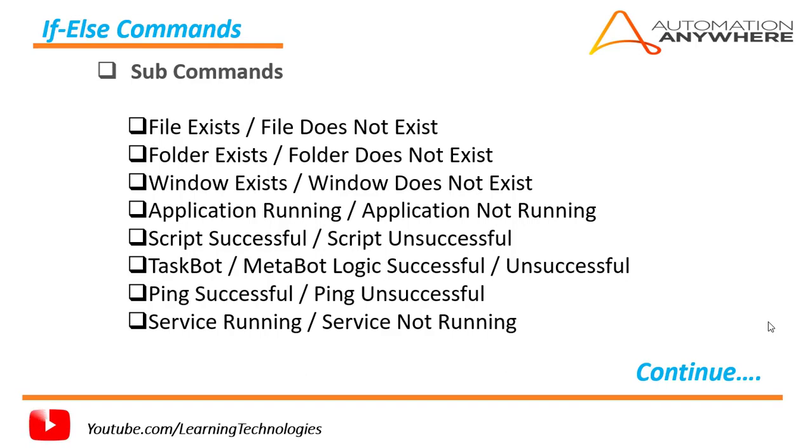If you see on my screen, a lot of subcommands are available for the if-else command. The first one is file exists or file doesn't exist. Another one, folder exists or folder doesn't exist. Windows exist or Windows doesn't exist. Application running or application not running. Script successful or script unsuccessful. TaskBot or MetaBot logic successful or unsuccessful. Ping successful or unsuccessful, service running or service not running.